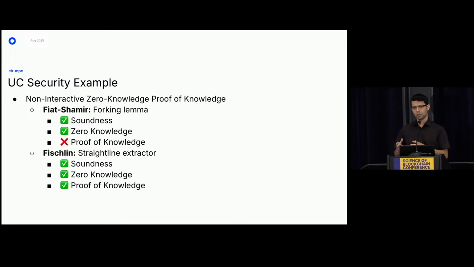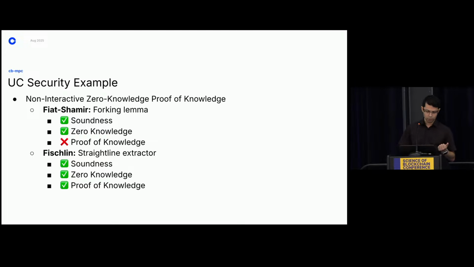Because for the proof of knowledge, the extractor needs to rewind the prover to get two different transcripts based on the forking lemma, and this rewinding operation is not allowed in UC security. So we get soundness, meaning that a dishonest prover cannot prove a wrong statement. We get zero knowledge, which essentially means that the proof doesn't leak anything about the secret. But we do not get proof of knowledge using Fiat-Shamir in the UC security world. However, with Fischlin, we can get all three of these properties and still be UC secure.